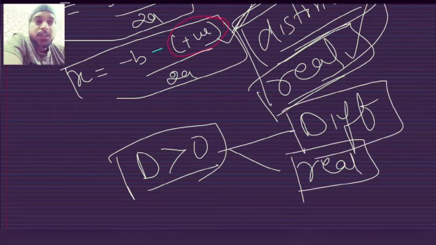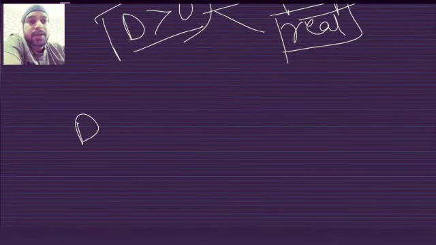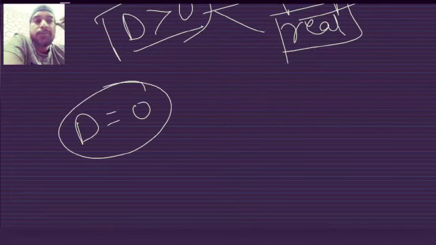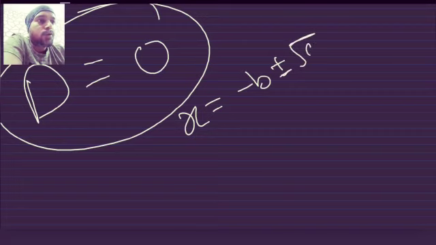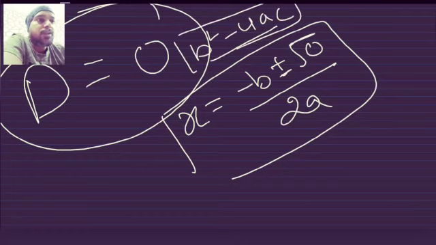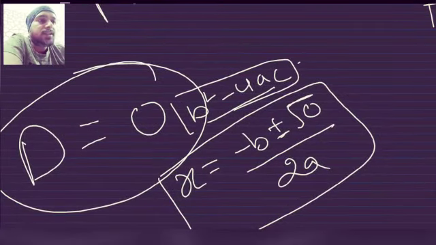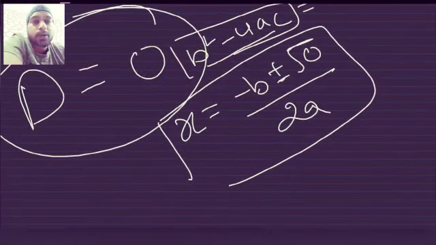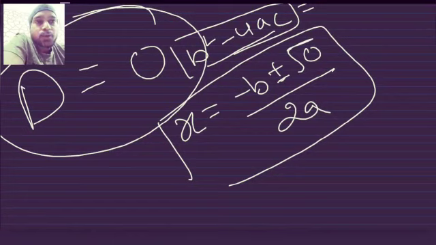Is it clear? Now suppose the discriminant becomes equal to 0. What is going to happen when the discriminant becomes 0? Now x is equal to minus b plus minus under root of 0 upon 2a, because when you calculate the value of b square minus 4ac, and this value becomes equal to 0, then x is equal to minus b plus minus under root of 0 upon 2a.